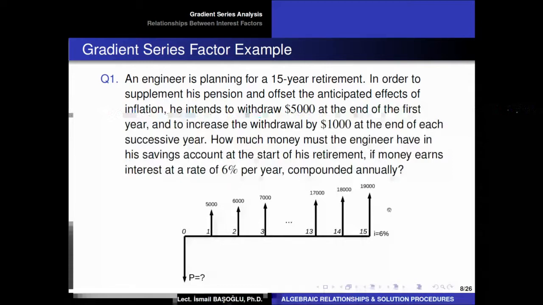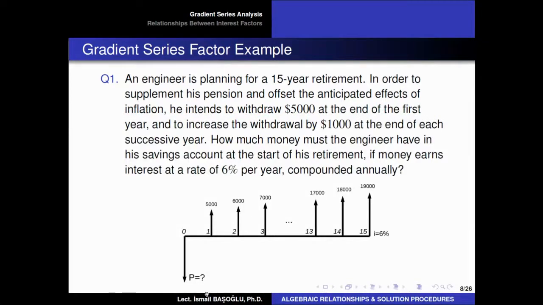Okay, so his plan is this: at the end of the first year, he's going to take a retirement salary of $5,000. At the end of the second year, it is going to be $6,000. At the end of the third year, it is going to be $7,000, so on and so forth. Every year, the salary is going to increase by $1,000, and at the end of the 15th year, obviously, it is going to be equal to $19,000. Okay, so the question is this: if he wants to take these withdrawals from his savings account, right now, how much money should he have?